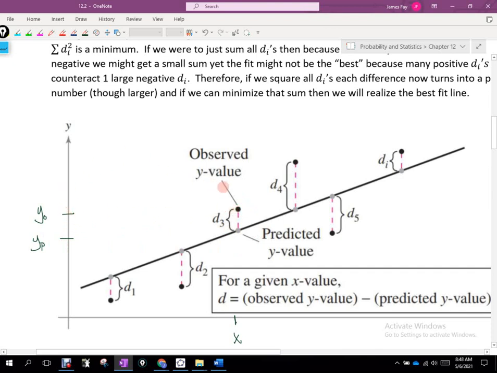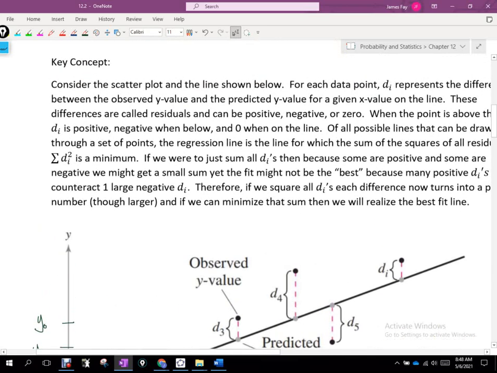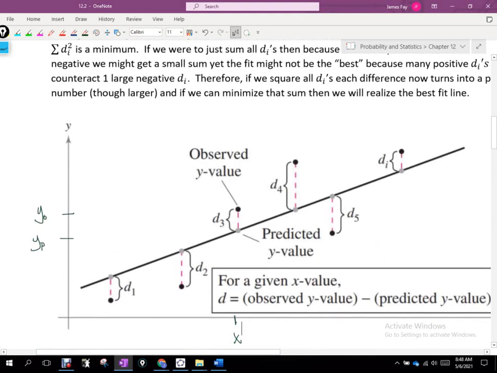What we are trying to do, so these differences, these distances, are referred to as residuals. So we come back up here. It says these differences are called residuals and can be positive, negative, or zero. So this one would be negative because it's below the line. This one's negative. This one's positive. This one's positive. This one's negative. This one's positive. Generally, if a point is on the line, it'll be zero. But I won't say it's rare, you're probably going to get more points off your line than points that are on your line.